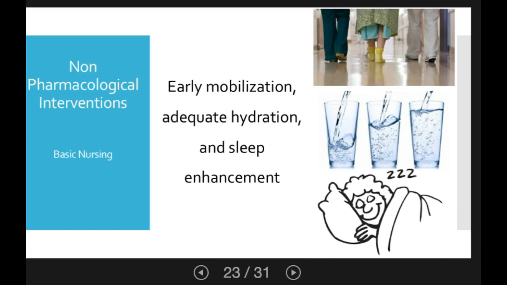Another component of non-pharmacological interventions are some of our basic care and nursing principles. There are components such as early mobilization, adequate hydration, and sleep enhancement that can really make a difference in preventing delirium in patients. Studies show that in order to reduce delirium, multiple prevention strategies need to be implemented. Early mobilization, hydration, and sleep enhancement have been shown to decrease delirium by about 53%.